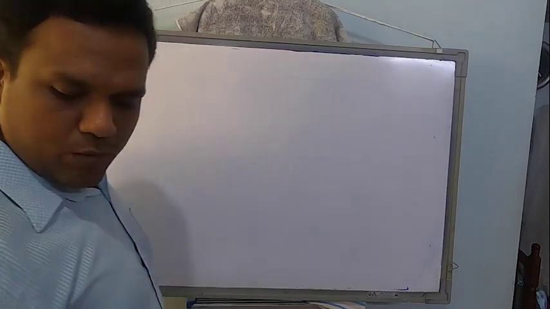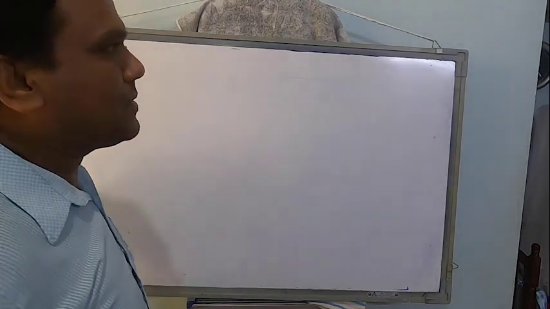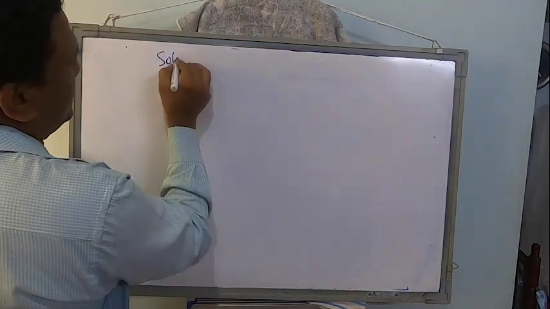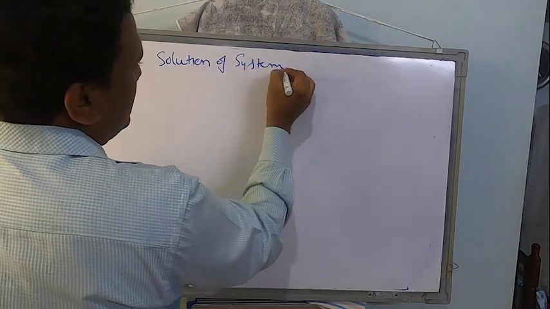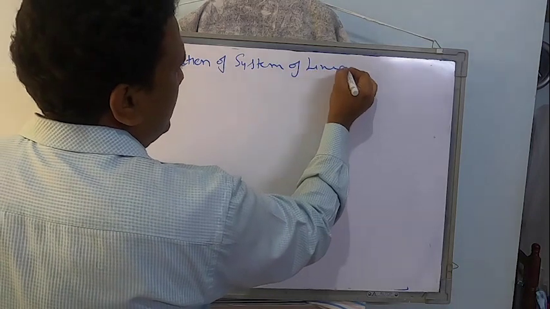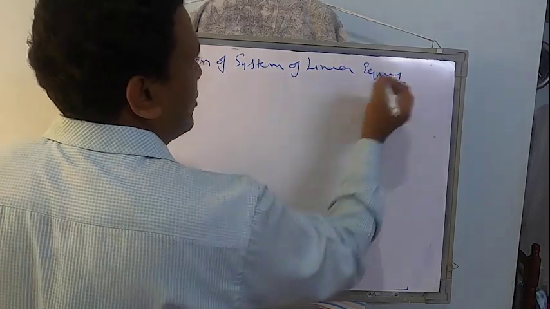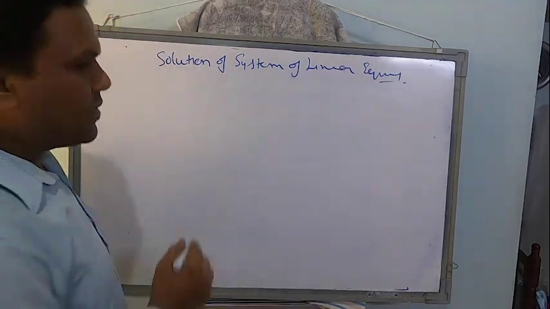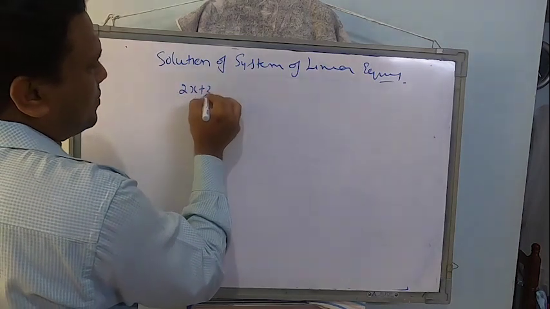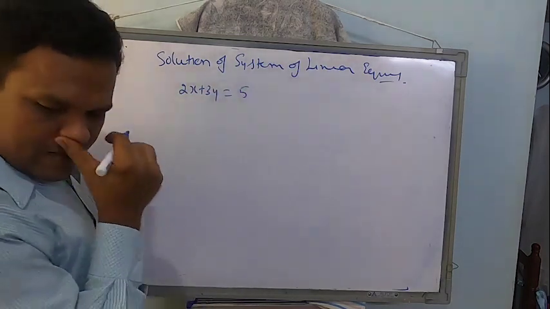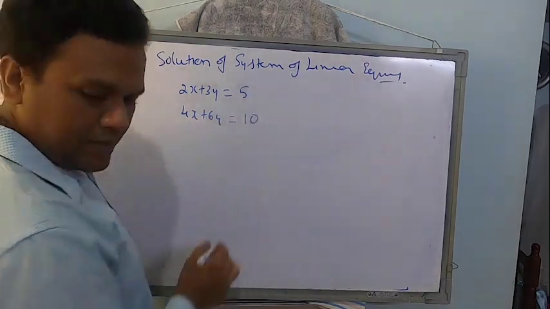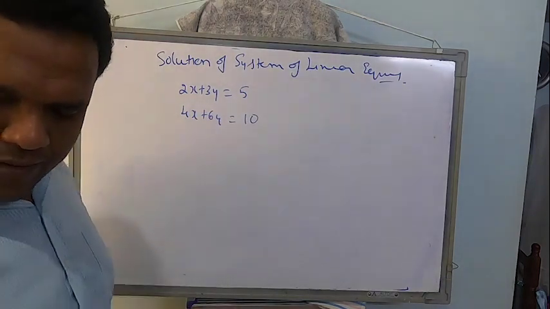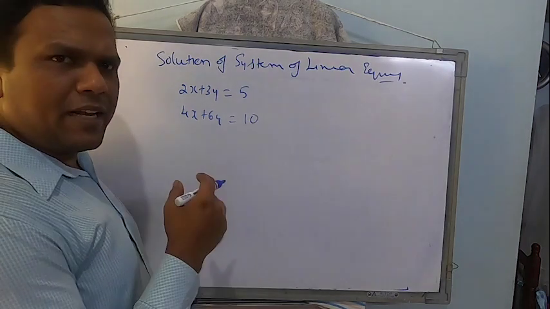Now this exercise is over. Now the last topic, solution of system of linear equations. Students, if you remember, 2x plus 3y is equal to 5 and 4x plus 6y is equal to 10. Okay, fine. We know there are many methods of solving.